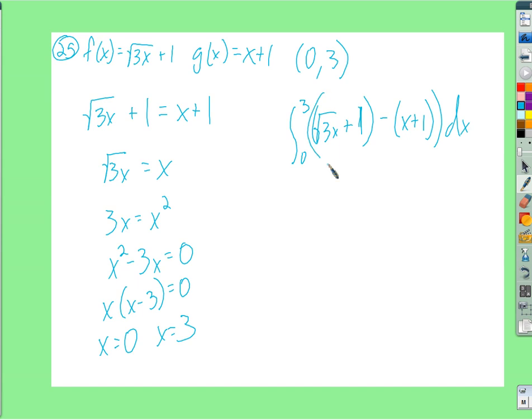Put together things that we can, and then find the integral. So we go from 0 to 3. The square root of 3x plus 1 minus x plus 1. So we're just going to get the square root of 3x minus x. It's a little bit helpful to write this as 3x to the 1/2 power.